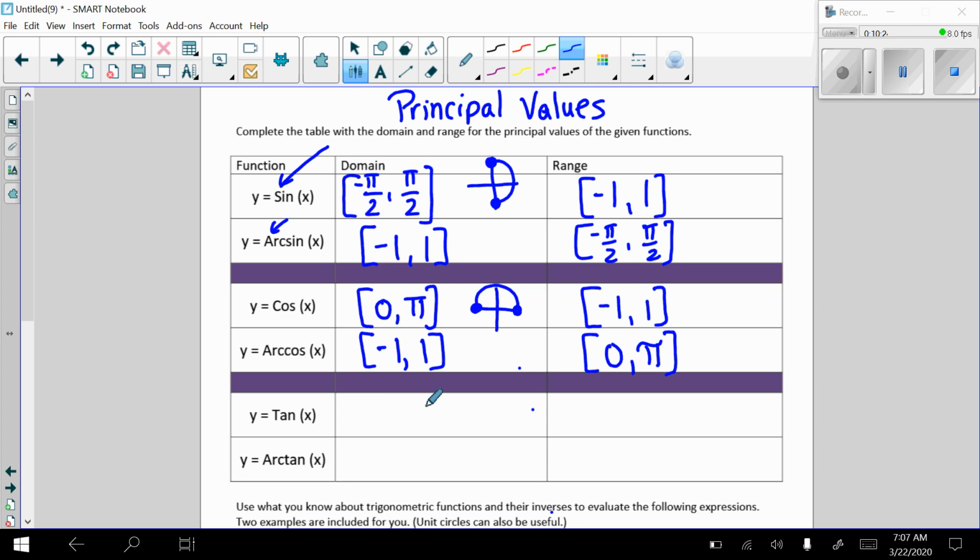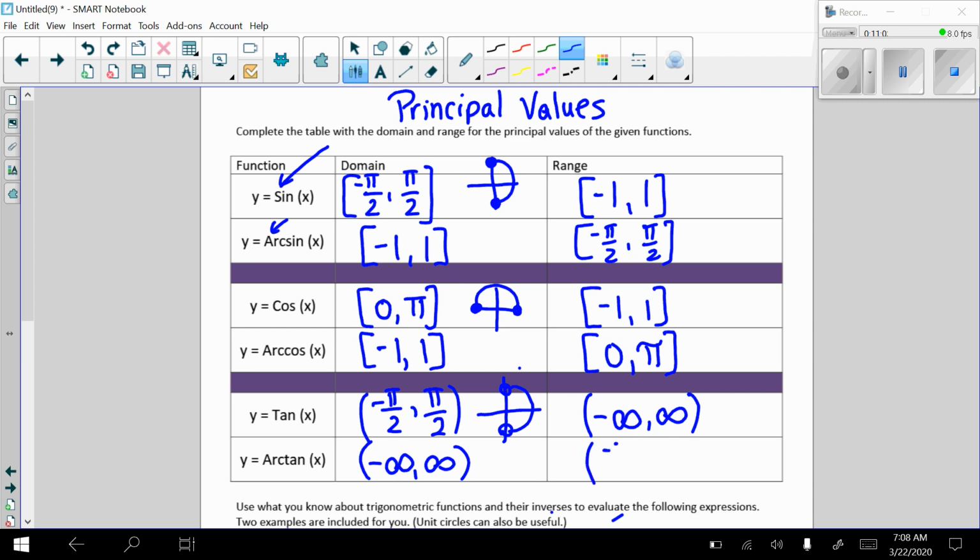And for tangent, remember it was undefined at -pi/2, so we have a parenthesis here to indicate that -pi/2 and pi/2 are not actually part of this. It's everything up to that, but not including it. And if we look at our unit circle, we would have an open circle here, this half of the circle, and then an open circle here. The range went from negative infinity to infinity, so all real numbers. And again, this just gets reversed for arctan. So the domain is all real numbers, and the range goes from -pi/2 to pi/2.